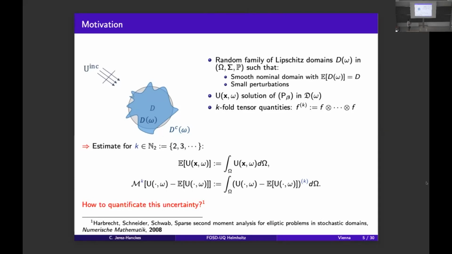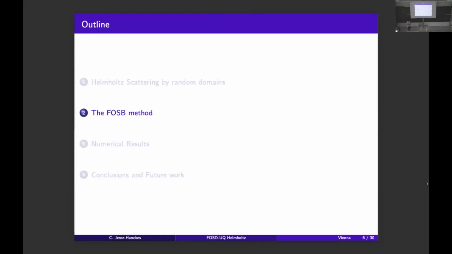So now, how do we do this? And here we follow the steps of Hiptmair, Schneider, Schwab, also this work from Petersen and Schwab, and it's been carrying on for the last 10, 12 years now, 14, 15 years maybe. So what is the idea?